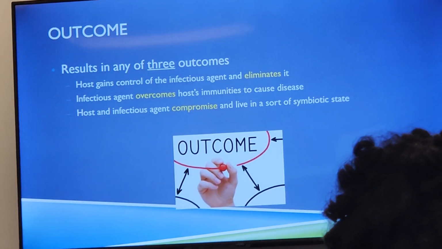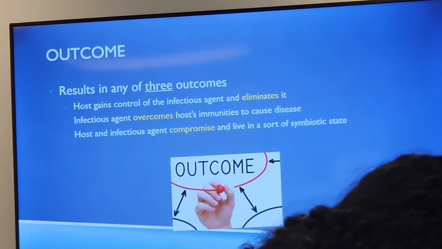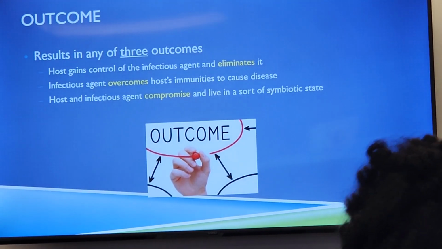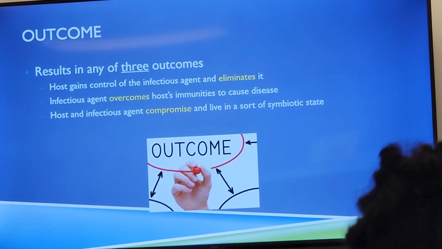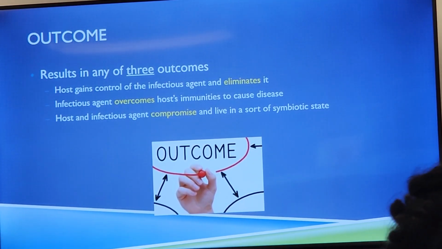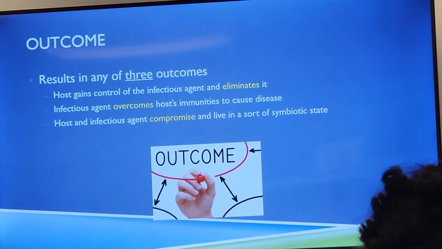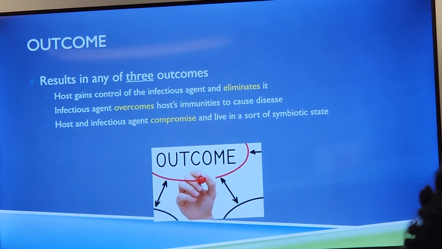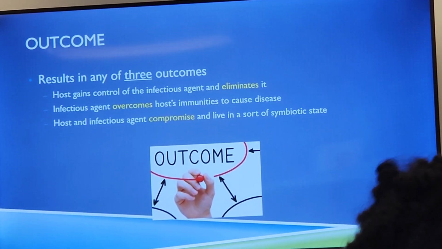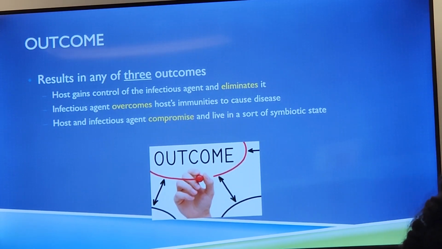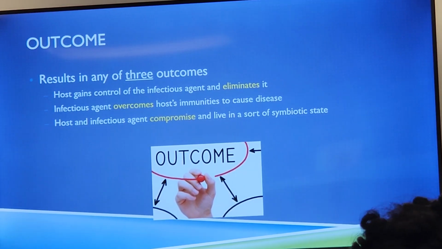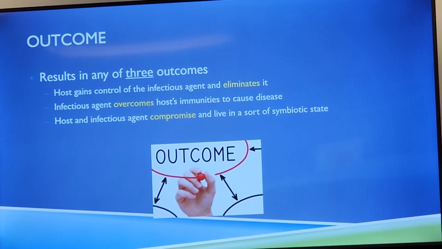All right, so outcomes to infection, guys. We have 3 main outcomes that can occur. This is good to know. The host will gain control of the infectious agent and eliminate it. That's the most desirable outcome, that your body's going to get over that sickness quickly. Or the infectious agent overcomes the immunities to cause the disease. That's not desirable. And then, of course, not desirable as well is the host and infectious agent compromise and live in a symbiotic state. We don't want any symbiosis going on. Number 1 is the most desirable outcome. 2 and 3 are less desirable when we get infected with a disease. We want to eliminate it.